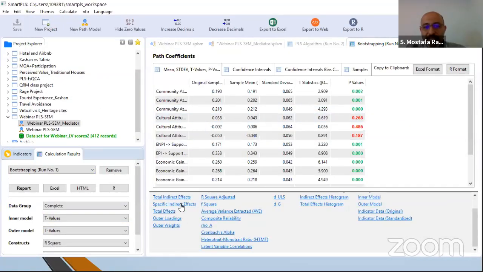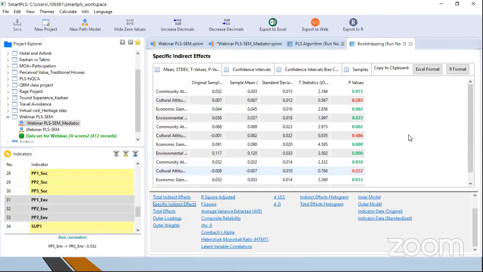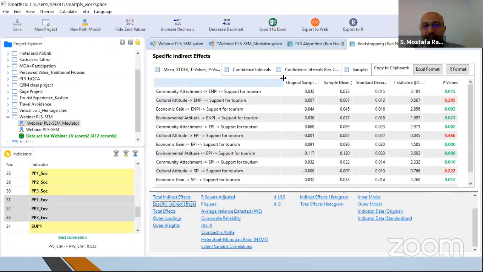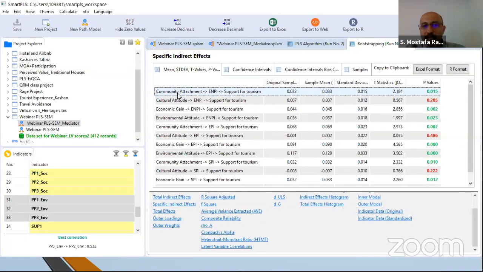here you have the specific indirect effects. So now you can see community attachment on environmental, community attachment on economic perceived impact to support, and community attachment on social perceived impact and on support. So you can see these 3 different indirect effects.